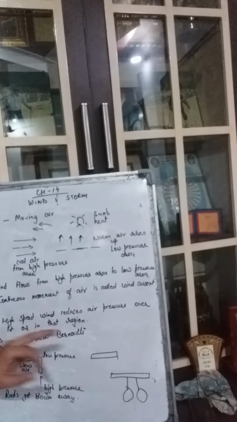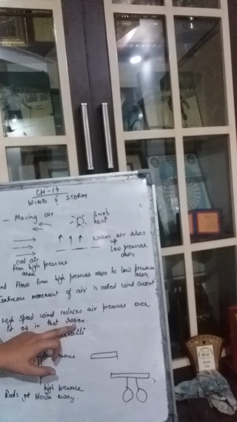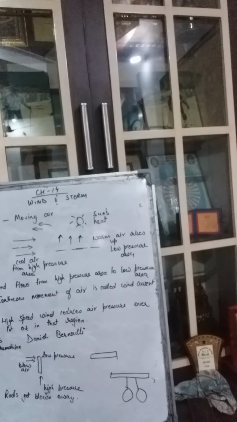See, whenever there is a high speed wind, that means when the air is moving at a very high speed, it reduces the air pressure over it or in that region. I'll give you an example to understand that.